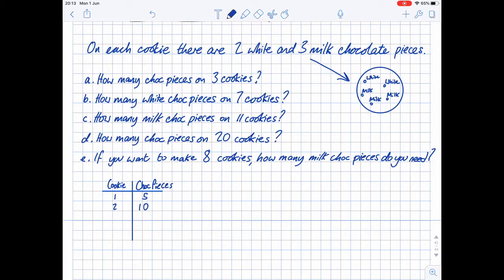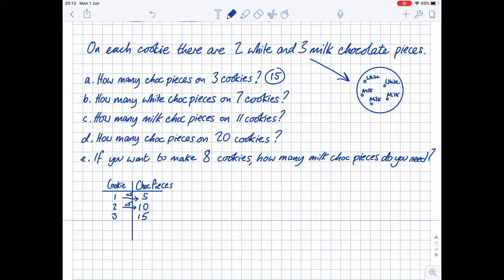So rather than do it that way, what I would say is, how do we get across the table? Well, we multiply by 5. However many cookies there are, we multiply it by 5 to get the total number of chocolate pieces. What's 3 times 5? It's 15, isn't it? Okay, so for the first question, the answer is 15. Well done if you got that right.